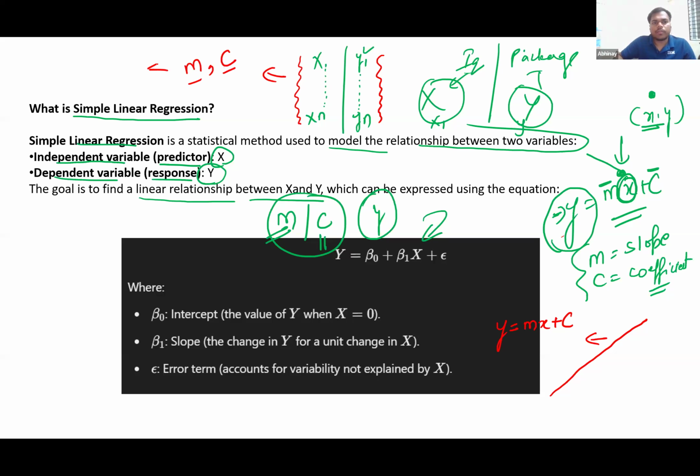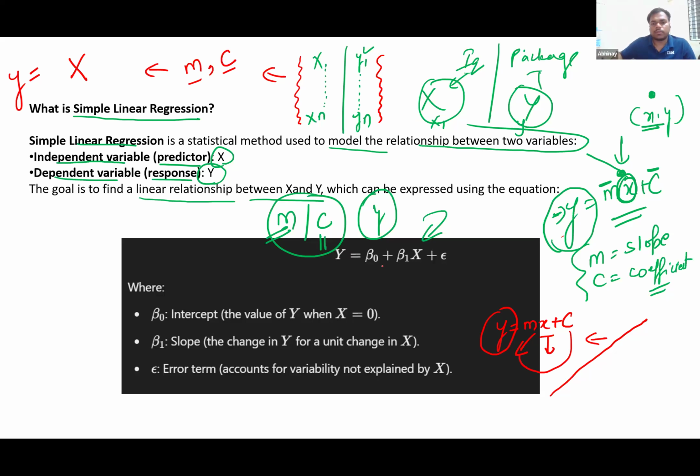Because whenever a person is using our simple linear regression model, he will give x as the input data and try to predict the value of y. These two parameters we need to find by training our model, and y will be your output data. So this is the mathematical intuition of what simple linear regression is.